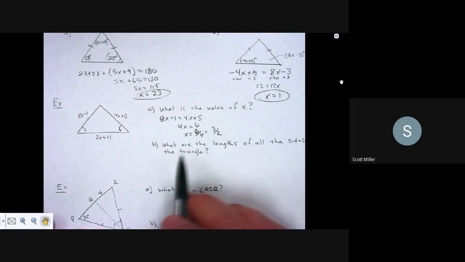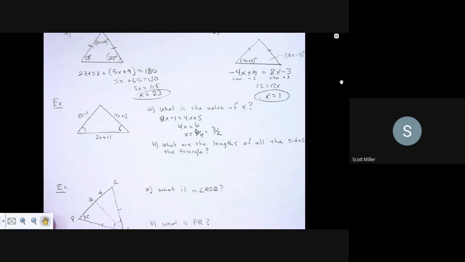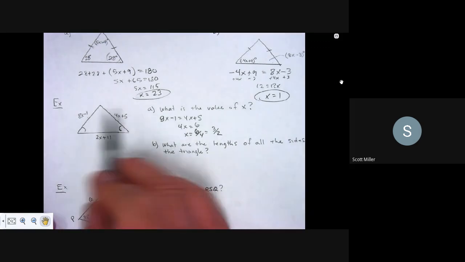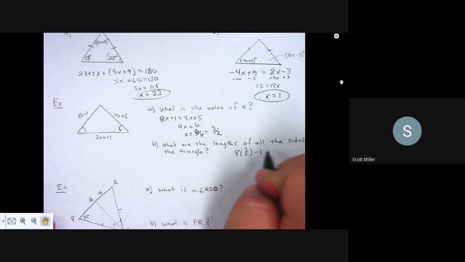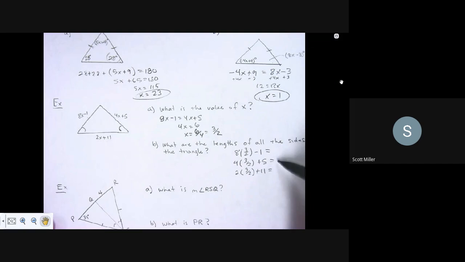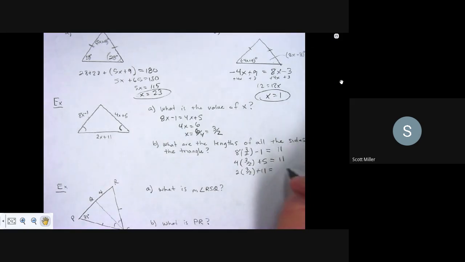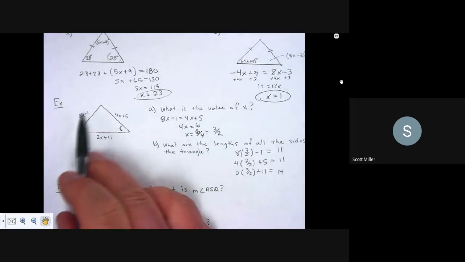What are the lengths of all the sides of this triangle? Well, here are the expressions to evaluate each side length. So we just have to plug in the 3 over 2 into each of those and find their value. 8 times 3 over 2 minus 1. And then we have 4 times 3 over 2 plus 5. And 2 times 3 over 2 plus 11. Now, these two sides must be equal in length. So if we work this out and they're not equal, then we have an issue. But for our sake, we already know that they're going to be. Okay? And so there would be the answers for all the lengths.